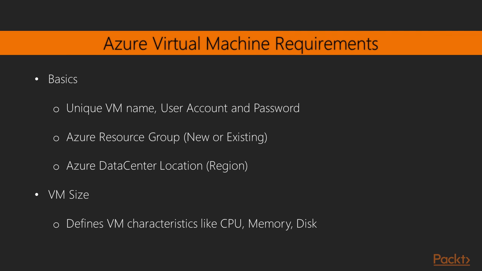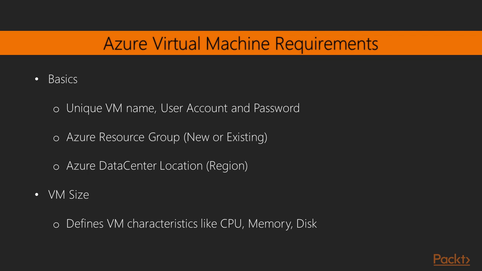So in short, when you start a deployment from a template, these are the minimal machine requirements that you need to specify. First of all, it starts with providing basic information regarding a unique virtual machine name, unique within your Azure subscription, as well as providing a user account and password, which must follow the operating system security requirements for passwords. Then you specify the Azure resource group, which can be a new one or can be integrated in an already existing one, and then define the Azure data center location, also known as your Azure region.